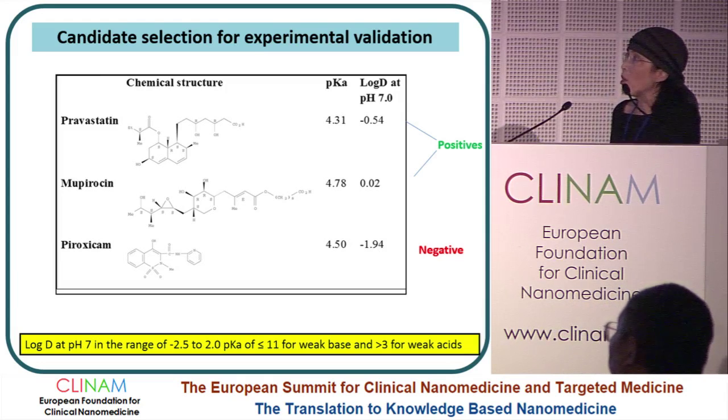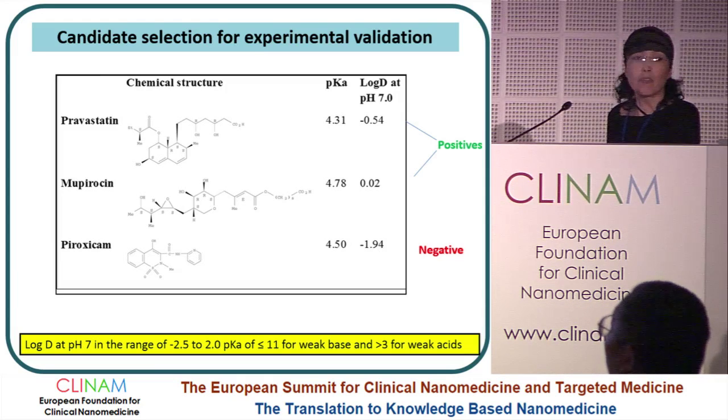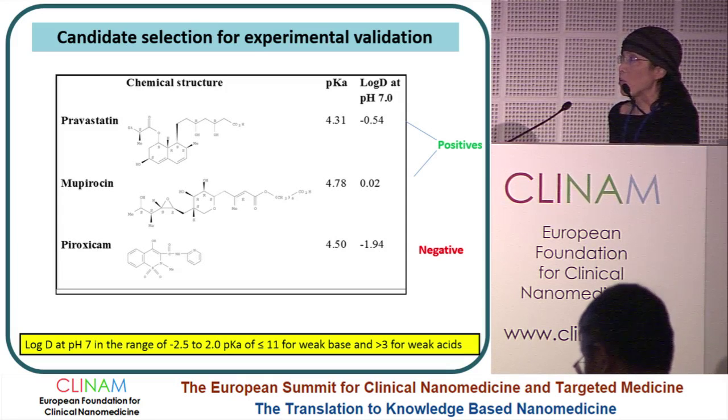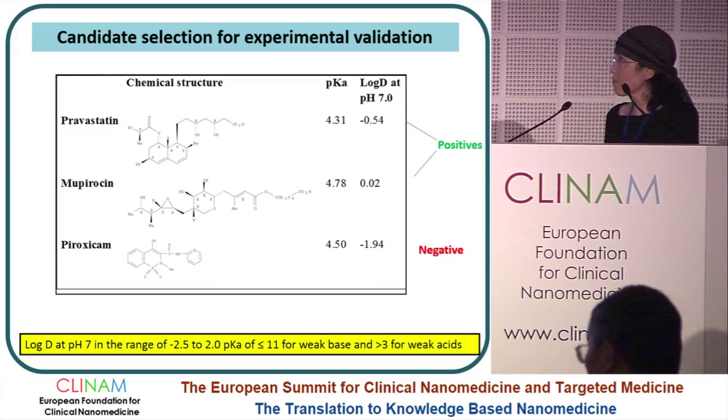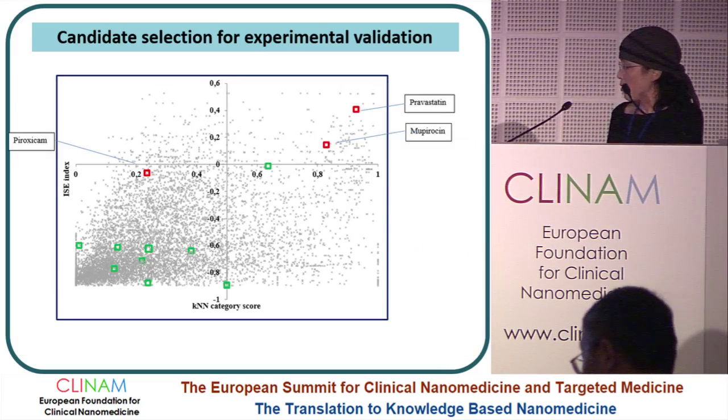We can see that all molecules fulfill the requirements of being amphipathic weak acid or base, but the models distinguish piroxicam as a negative molecule. And this is where the molecules are found in the virtual screening figure. We can see that pravastatin and mupirocin are located here in the positive side, and piroxicam is in the negative side.